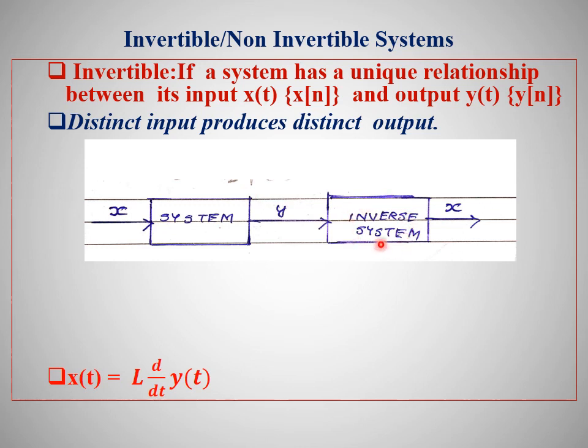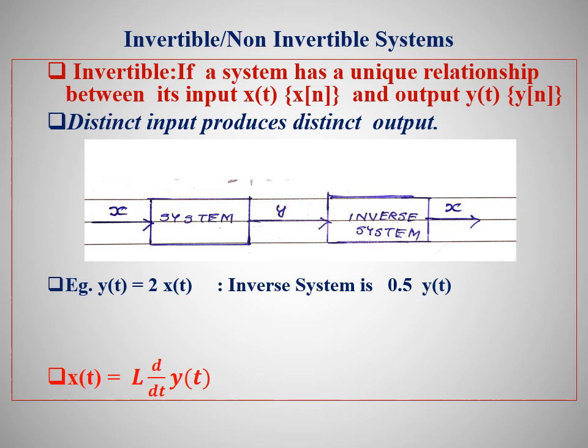When we apply an inverse system, it states that the output could be converted back to x, resulting in an inverse system. Let us go on with an example: y of t is equal to 2x of t, which means here it would be 2. If we consider the relationship between y and x, if it is 0.5, then we get back x. Hence, this could be an inverse system as a distinct input produces a distinct output.